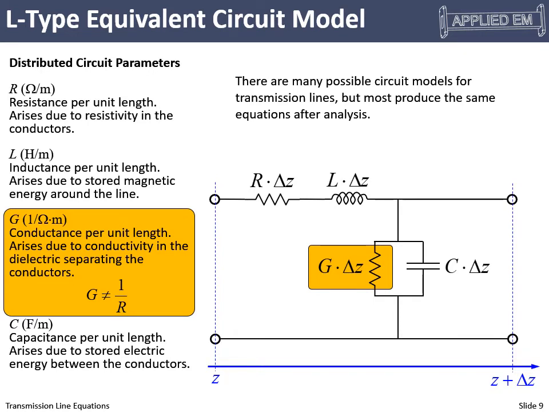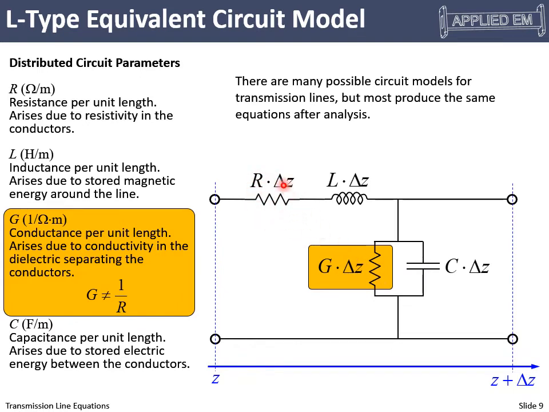Usually transmission lines are separated by some kind of dielectric, and that dielectric is not perfect. It can partially conduct, and so we model that as a conductance G. Now, even though conductance is 1 divided by resistance, this conductance is not the reciprocal of the series resistance. These are representing two different things.